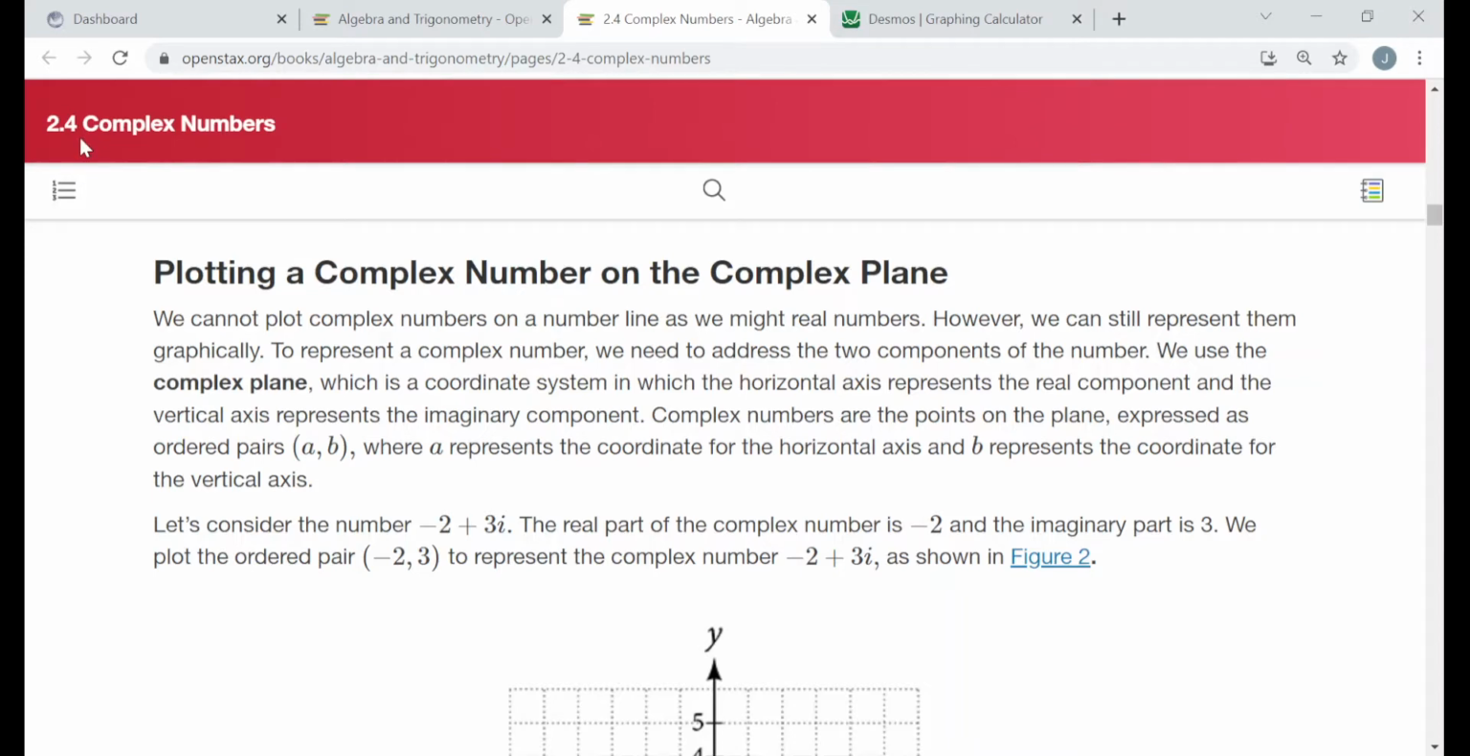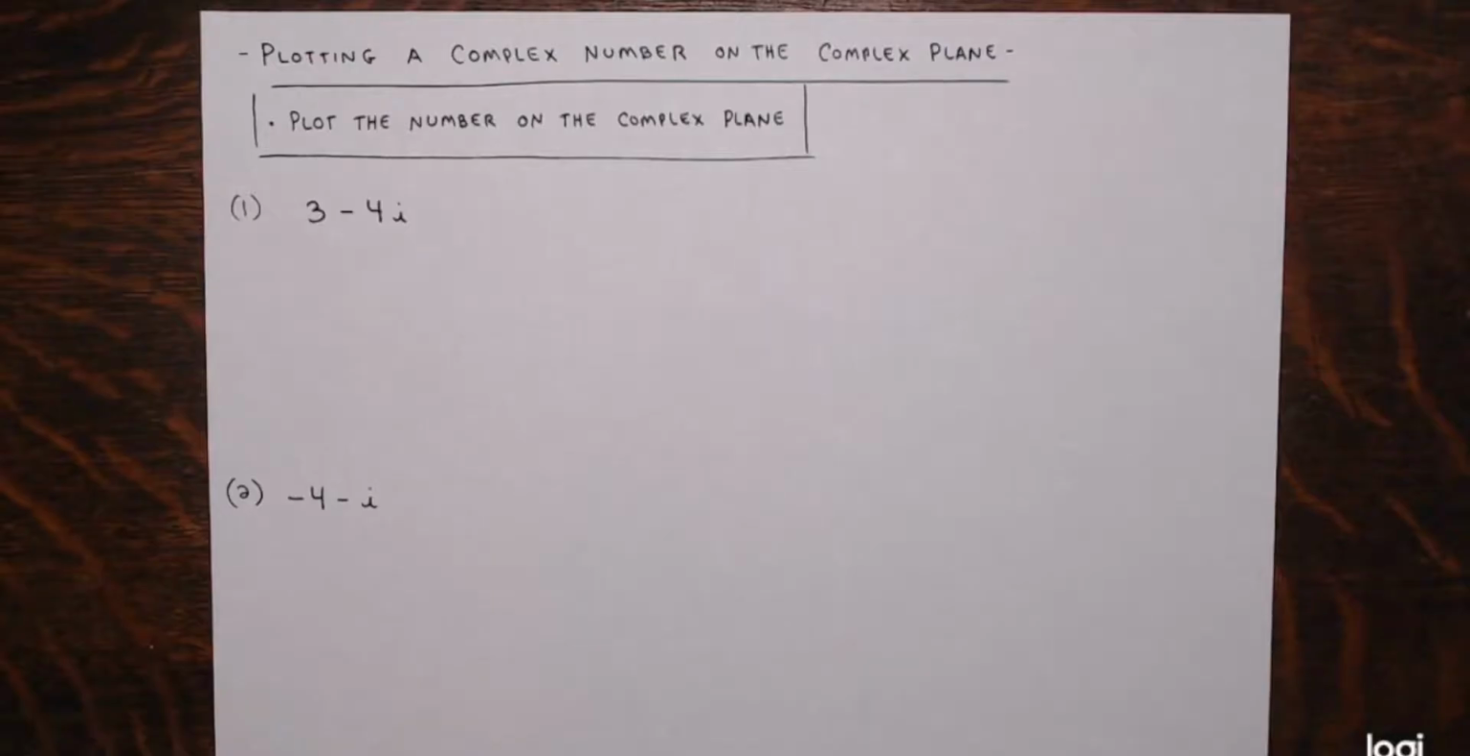Again, I'm in section 2.4 on complex numbers, and I'm working on the objective heading Plotting a Complex Number on the Complex Plane. I would ask that you have read through this and also practice the exercises that I bring up by pausing the video first and then trying it yourself before watching me doing and comparing. Great. So I have all the examples written out on paper here.